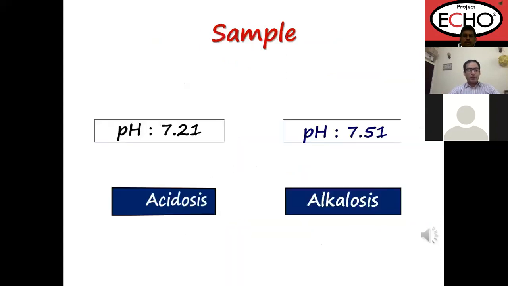So for example, here we know that pH is 7.21. So this is less than 7.4. So this is an acidosis. Here the pH is 7.5. We know it is more than 7.4. So it is alkalosis. Next slide.